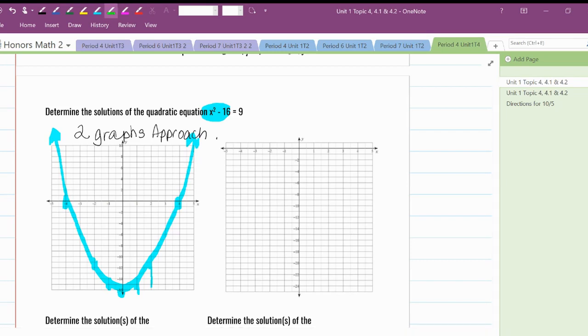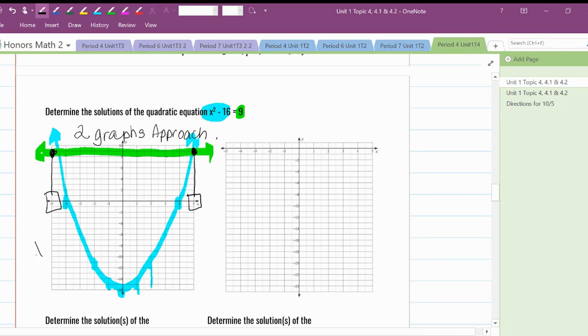And then I'm going to grab my other one here. X equals 9. That's this line right here. And we notice where these two intersect. Get rid of that dot. Where these two intersect are my solutions. X equals -5 or x equals +5.